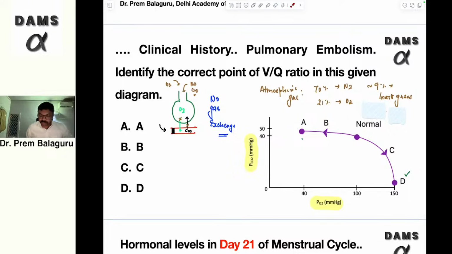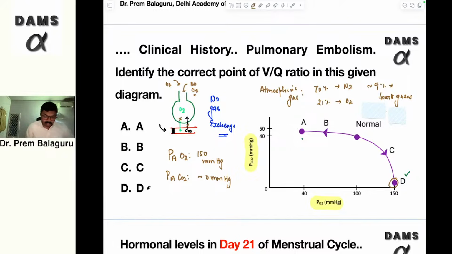And when it comes to oxygen, that's going to be represented in the x-axis. Here it is 40 millimeters of mercury, 100 millimeters of mercury, 150 millimeters of mercury. So in such conditions of unutilized oxygen and unexchanged carbon dioxide, the partial pressure of oxygen in the alveoli will be close to 150 millimeters of mercury, and the partial pressure of alveolar carbon dioxide will be very, very less. It's going to be close to 0 millimeters of mercury. So that exactly corresponds with option D, guys.